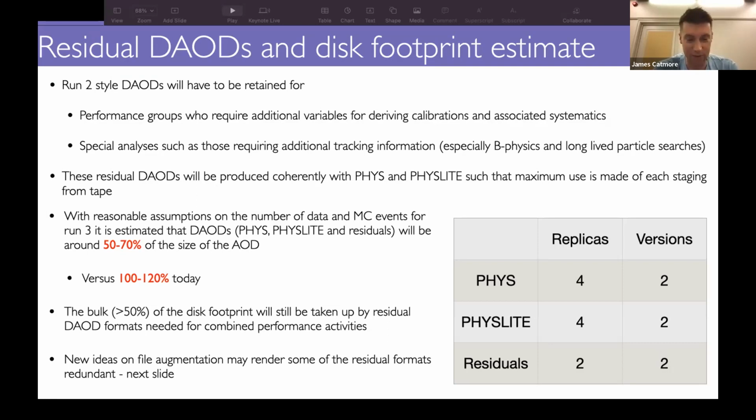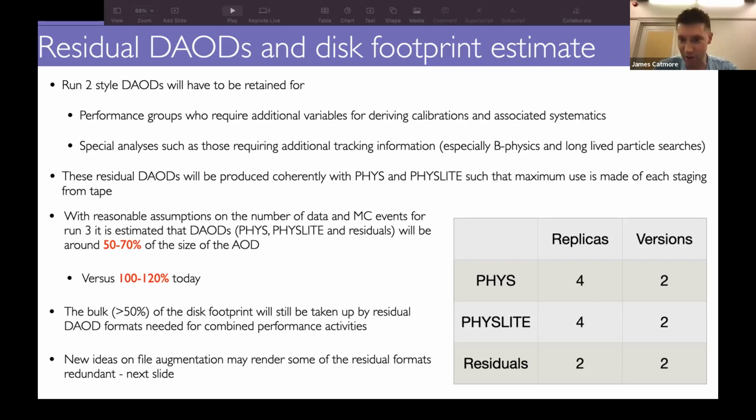And what we're hoping, and the numbers seem to bear this out, is that with reasonable assumptions on the number of data and Monte Carlo events for Run 3, we estimate that the DAODs together, that's FIS, FIS-Lite, and these residual formats, will be around 50 to 70% of the size of the AOD versus around 100 to 120% today. It's still the case that the bulk of this will be taken up by these residual formats, which are mainly needed for these combined performance studies. There are some new ideas on file augmentation that may hopefully render some of these residual formats redundant.